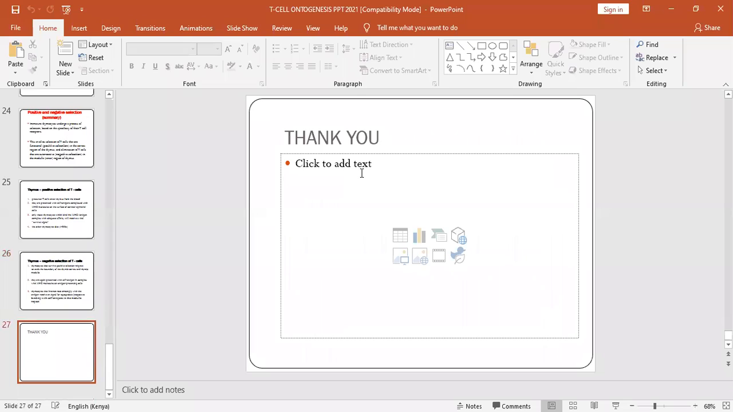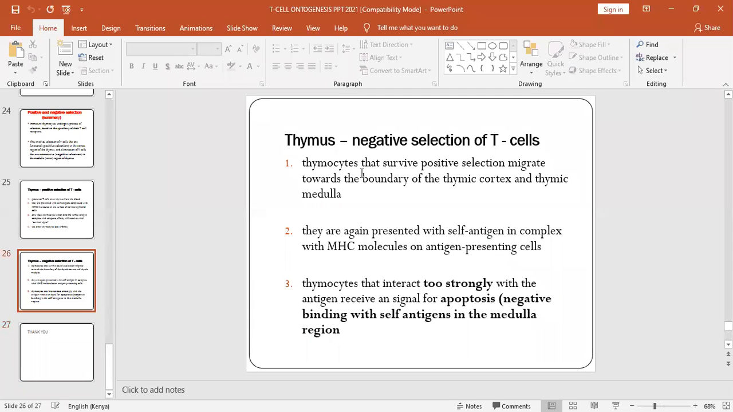So in summary, just get to understand what these T cells are, where they develop, where they mature, what processes take place in double positive, what happens in double negative, and what happens in single positive, and the functions of each and every type of the T cell.